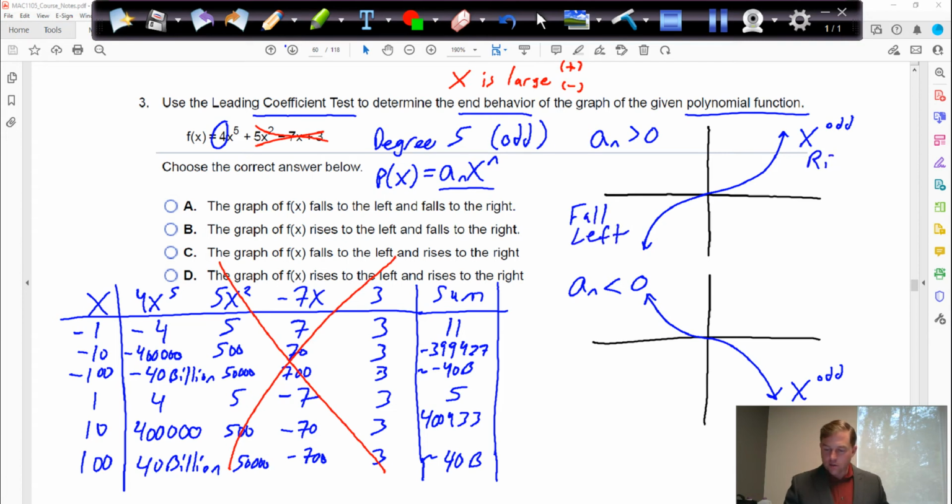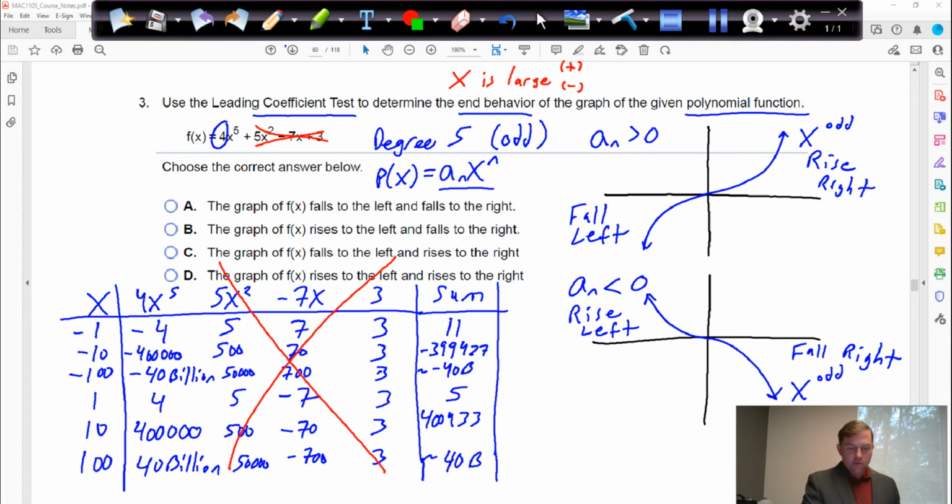This is rising to the right. This one is rising to the left. And this one is falling to the right. Okay, so this will cover any odd power. So 3, 5, 7, all those odd powers, they all look like this, this kind of sideways S.